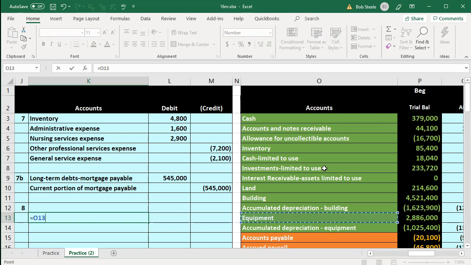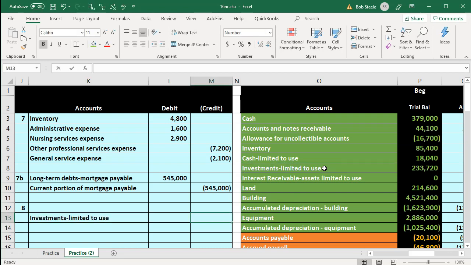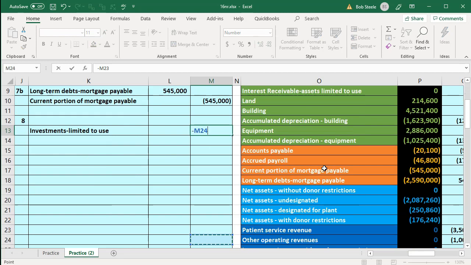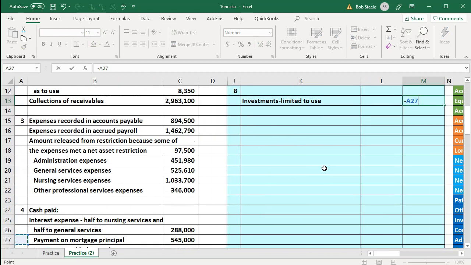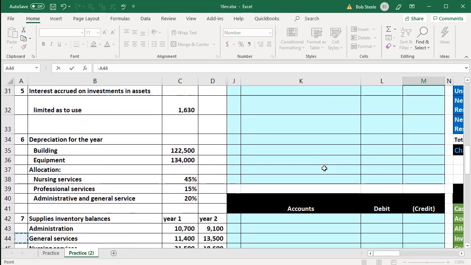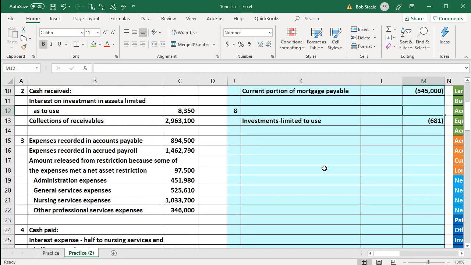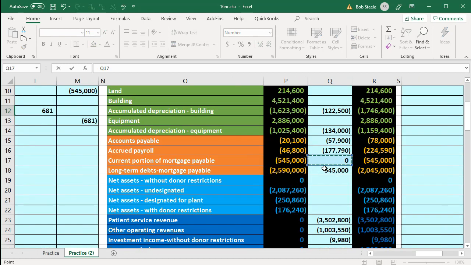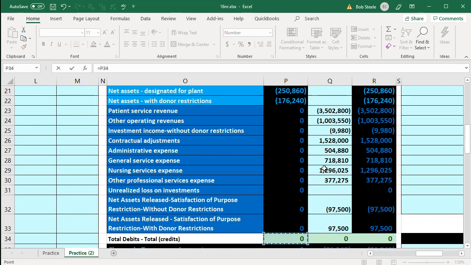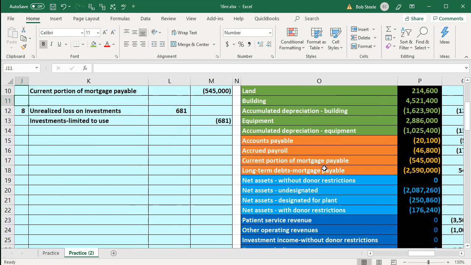And so we're going to say they're going to go up next year. This will be equal to the investment limited to use. And we're going to say that it's going to be decreasing because the value of them went down. We can think about the stock market basically going down, the value of our investments going down. And that's going to be a credit to the 681. Then the debit is going to be going to the unrealized loss on investment, which will be equal to, scrolling back down, we're going to be picking up the unrealized loss on investment. There we have it. And there's going to be our transaction.